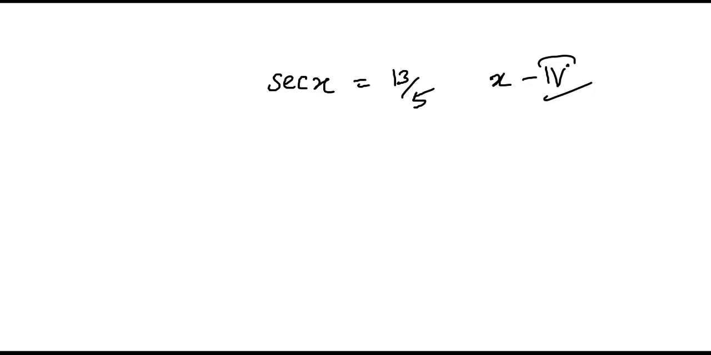Yes, ma'am, found out. Okay, finished. You want me to tell the answers? Just a second. First, I used the sec square x is equal to 1 plus tan square x formula, and I found out tan x. So I got tan x as negative 12 by 5.